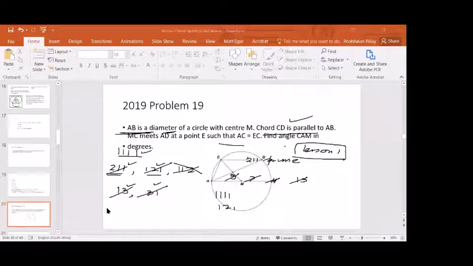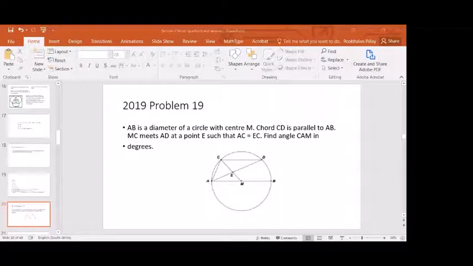Problem 19. Problem 19, it says that AB is a geometry problem. AB is a diameter of a circle with center M. The diagram is given, so we can have a look at that diagram. So AB is a diameter of a circle. So there it is. That's the diameter. And there's M is a center, right?